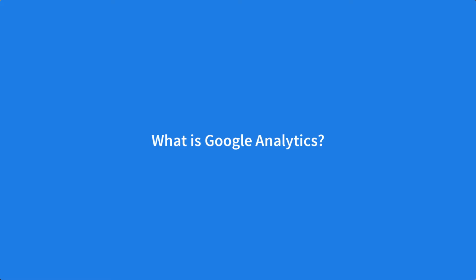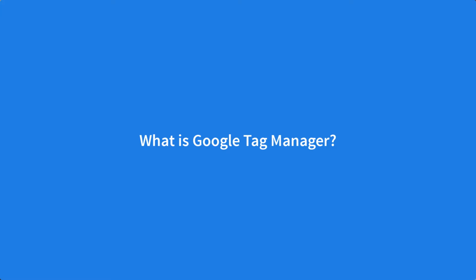Let's first understand how these two tools work on their own. What is Google Analytics? Google Analytics is a software tool that tracks website data. It gives you visibility into what's happening on your website. It allows you to see how many people visit, what pages they go to, and how long they look at each page.